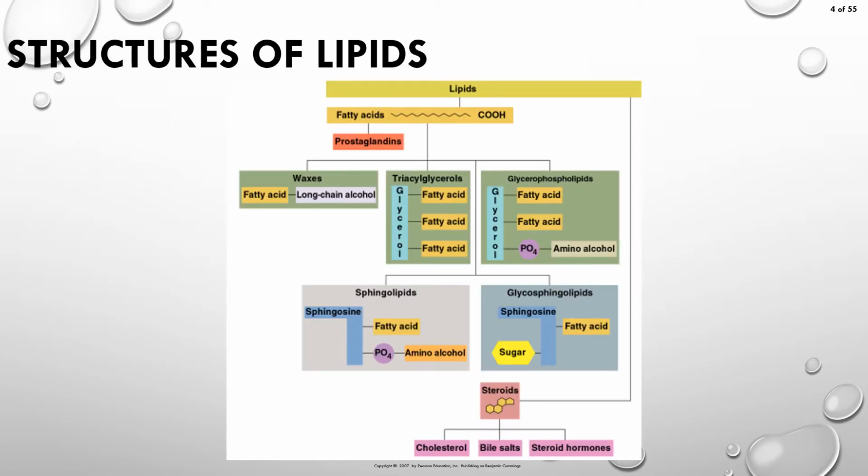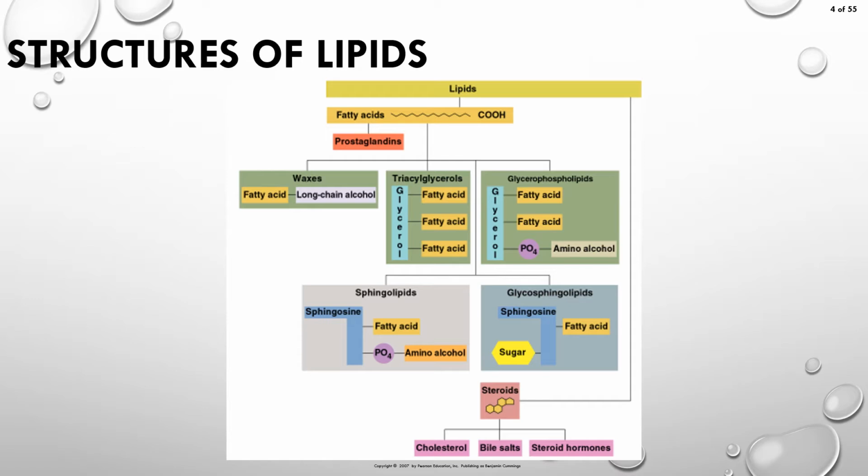Okay, so these are the structures of lipids. You have the fatty acids with the COOH. Under this are the prostaglandins. Then we have the different types of lipids like waxes. Waxes are fatty acids with a long-chain alcohol. Then we have the triacylglycerols, which are made up of the glycerol skeleton, and this glycerol molecule is attached to 3 fatty acids.